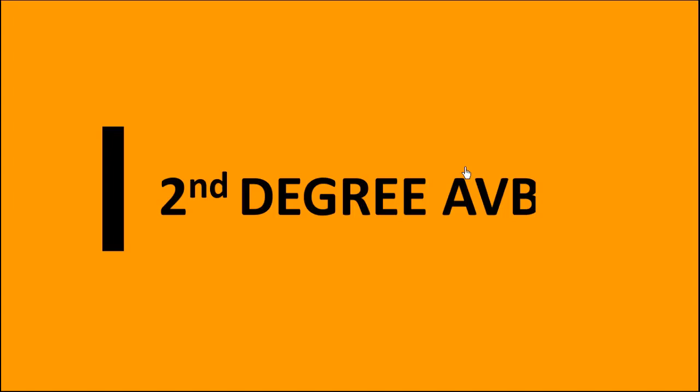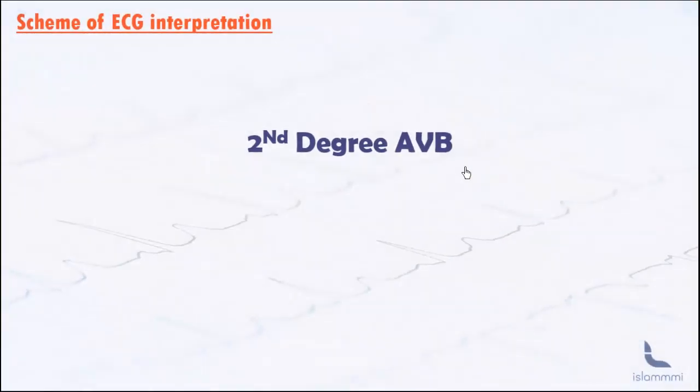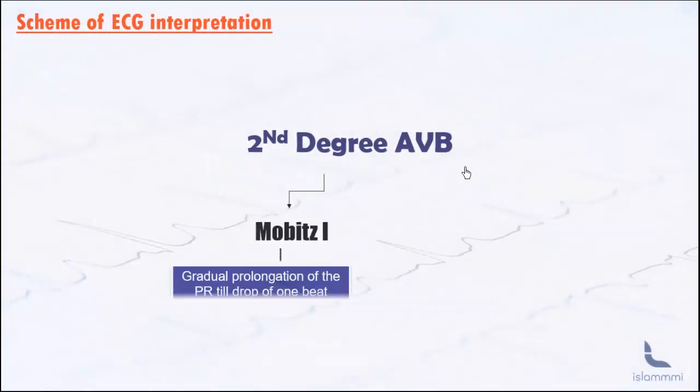So second degree. In the first degree, all impulses will cross, but a little bit slower. In the second degree, some impulses will cross, some others will not. So we have 2 types of the second degree. We have type 1, which we call Wenckebach, and we have type 2. So Mobitz type 1 and Mobitz type 2. We call it like this. So let's take the Mobitz type 1.